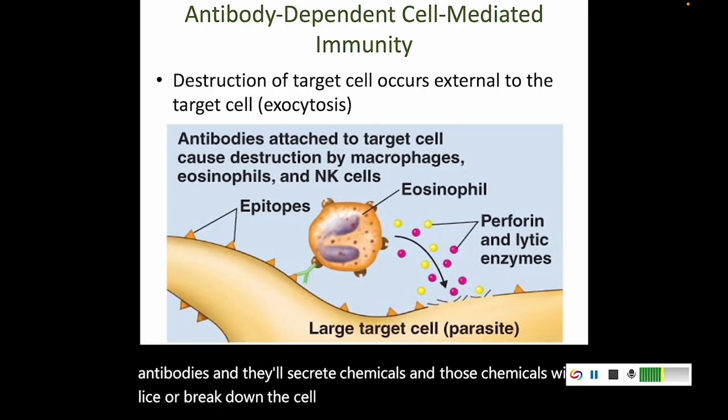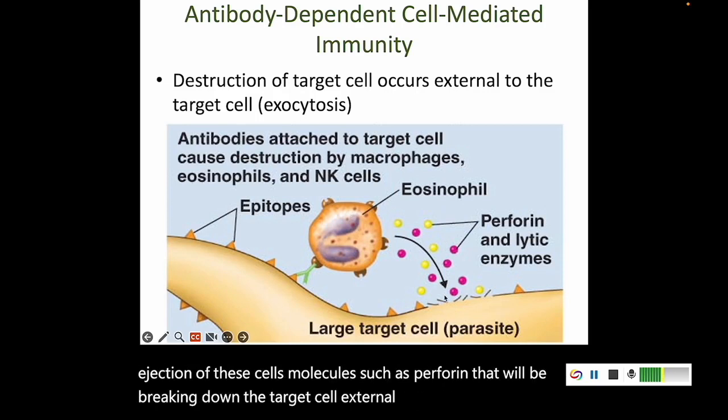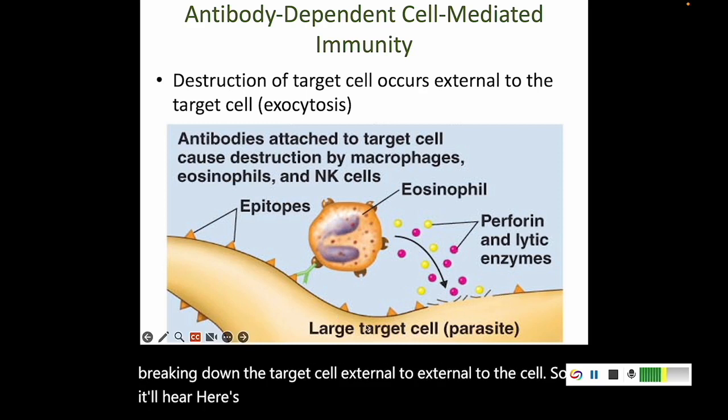This involves exocytosis, the ejection of molecules such as perforin, that will be breaking down the target cell external to the cell. So here's a perforin coming in, and it's just going to break down that parasite.